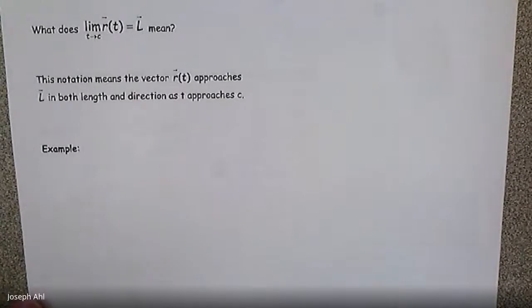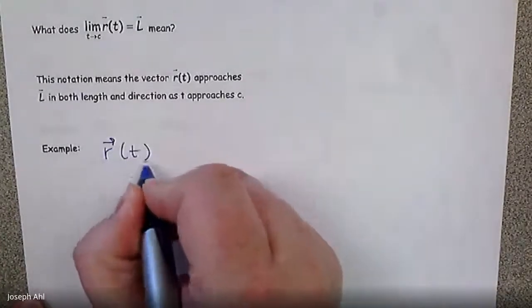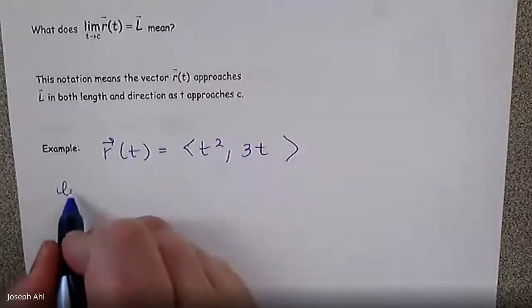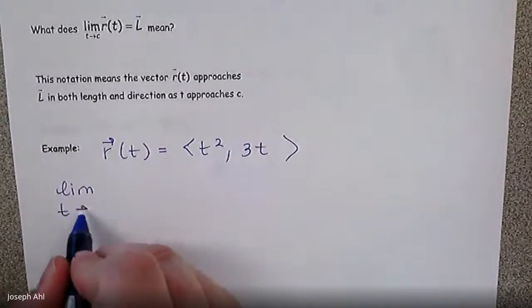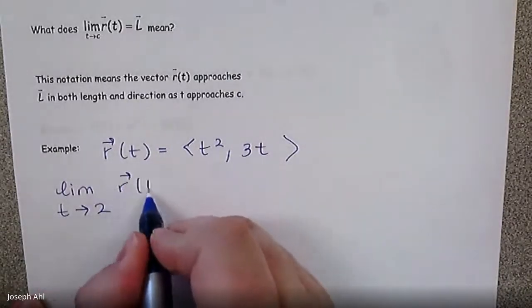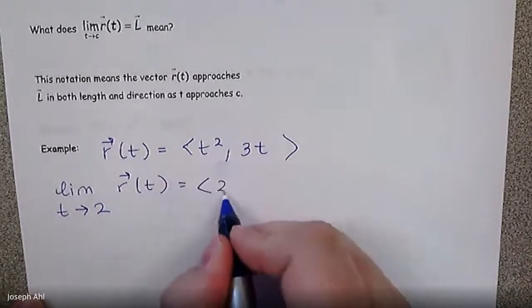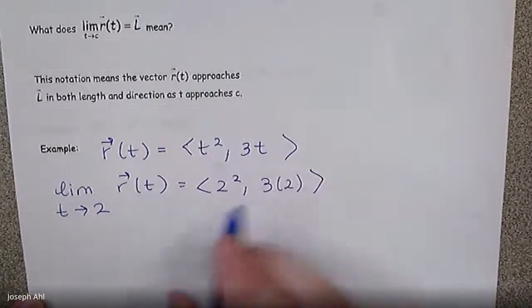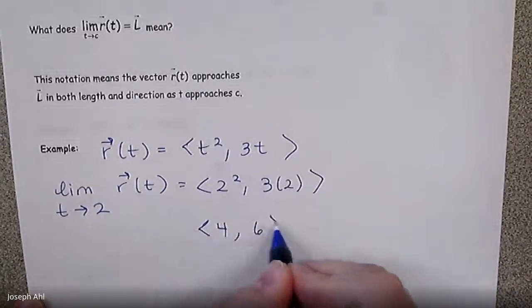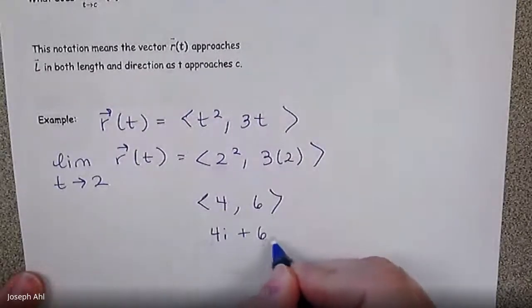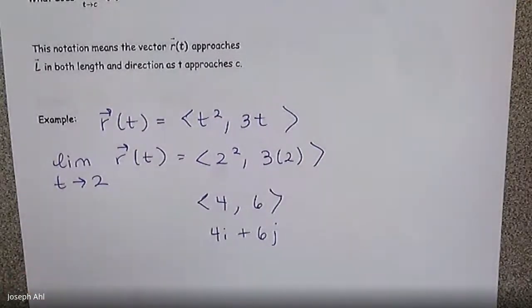So for example, if I go back to that last example where r of t equaled ⟨t squared, 3t⟩, we can find the limit as t approaches any value. Let's find the limit as t approaches 2 for r of t. Very simply, that's going to be 2 squared, and then for the vertical component, 3 times 2, which would be the vector ⟨4, 6⟩. If you want to write this in terms of the basis vectors, just to get used to both notations, 4i plus 6j is another acceptable way of writing that same vector.